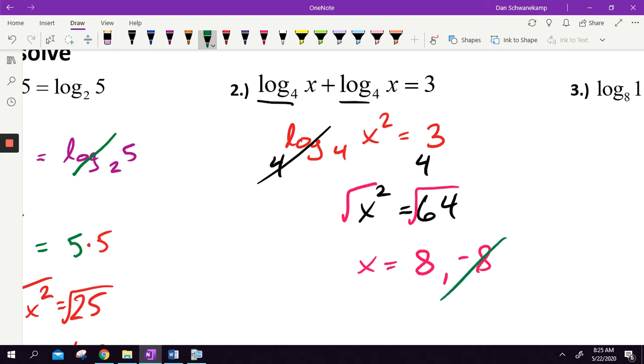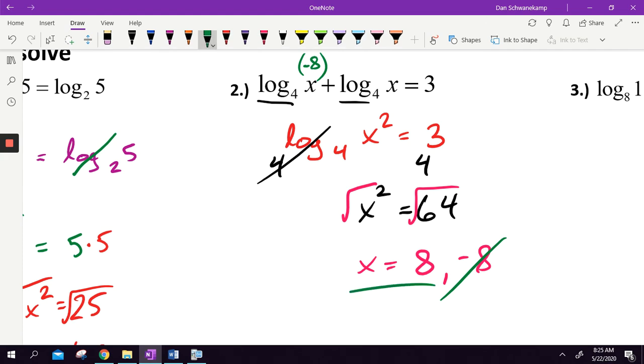This negative 8 is not going to work. The reason negative 8 is not going to work is because it's asking you to take the log base 4 of negative 8. And again, think about what a logarithmic graph looks like. I'm never going to get over here to that negative 8. And so that is not going to apply there.